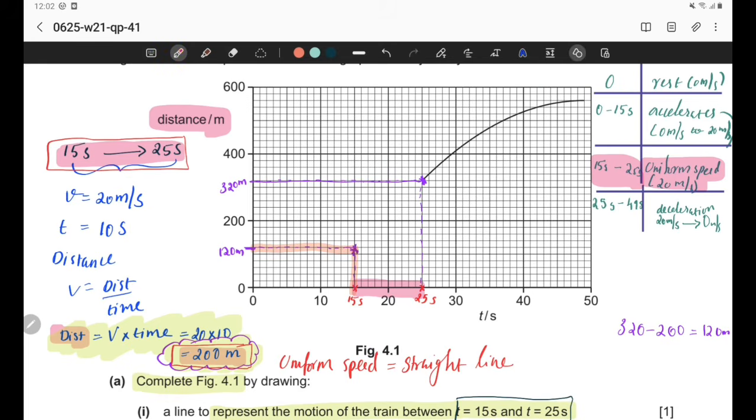And now the train is traveling during this section with a uniform speed, so we know that it must be a straight line. So this must be the shape of the graph during this section.